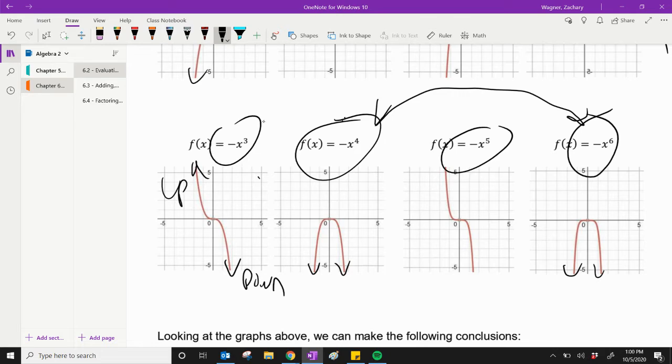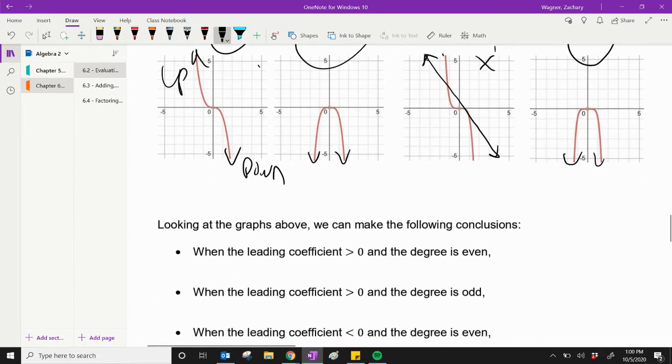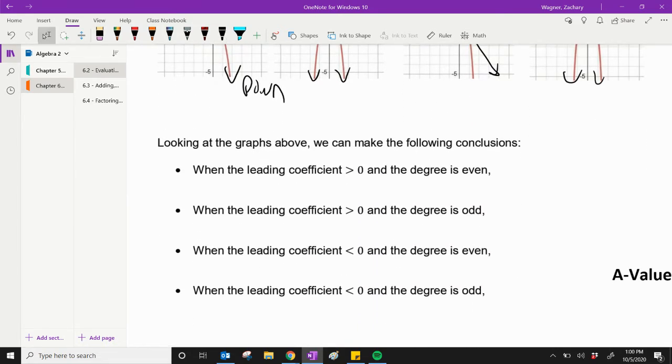Fifth degree and third degree, these are odd degree terms, just like your first degree linear term. Right? If you have a negative slope for a line, it looks like this. Starts high, ends low. You can make the following conclusions. I'm going to write this down. When your lead coefficient is positive and the degree is even, we call this end behavior up and up. Positive a value, degree is even, just like a quadratic, it's up and up.